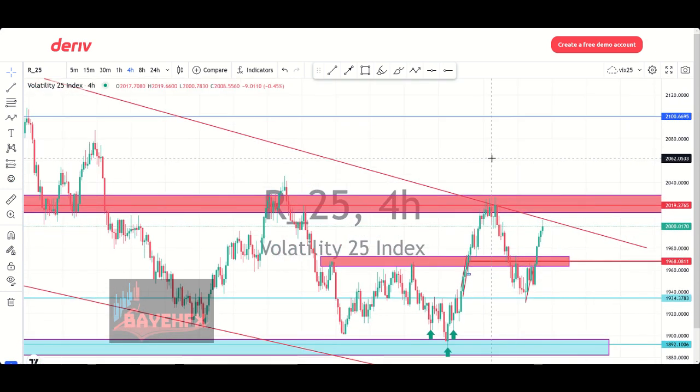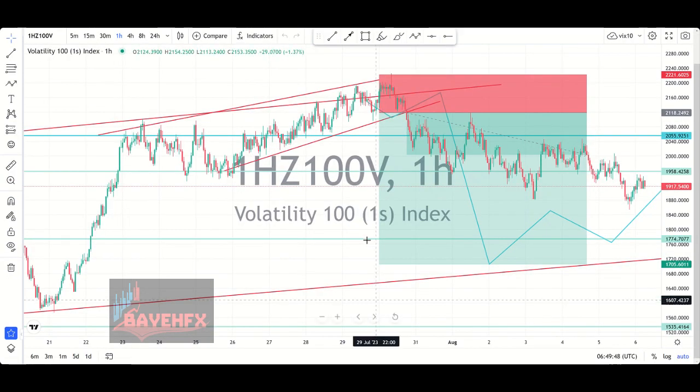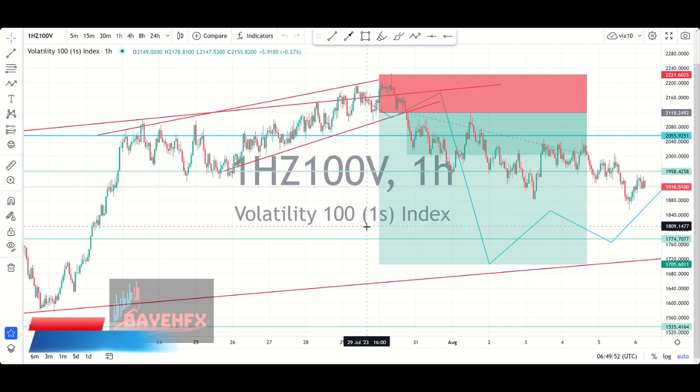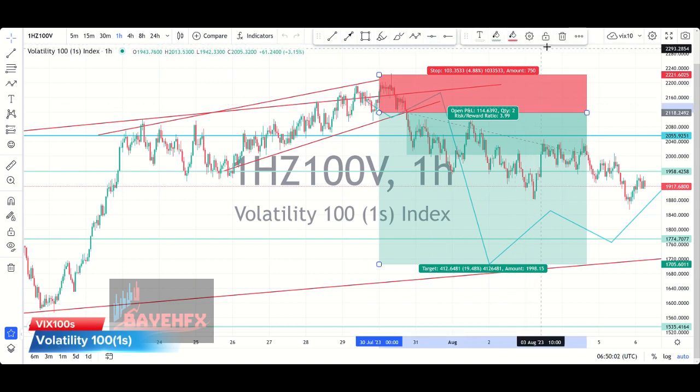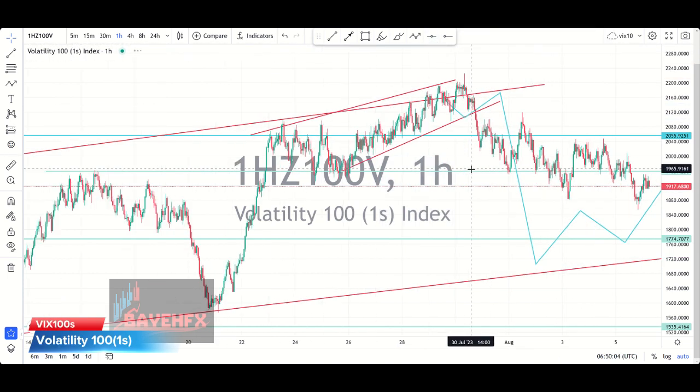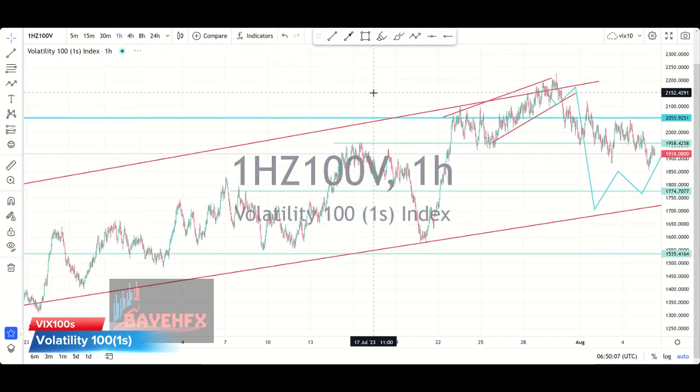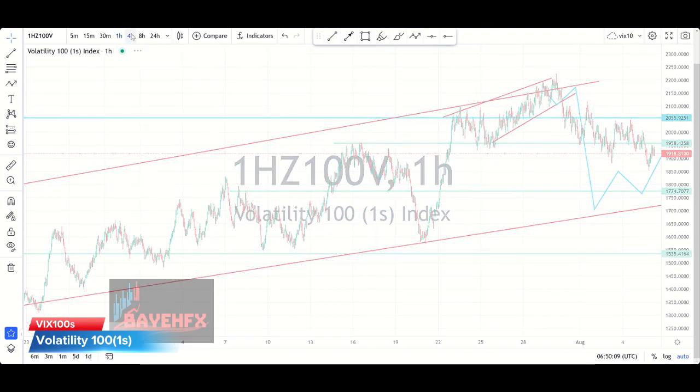So that's it for VIX25, and then we'll go to VIX10. If you check our analysis from the previous week, you will notice that all the analysis has been respected on this particular VIX10. Let me delete this so we could start explaining the whole scenario from the beginning. As you can see on the higher time frame, let's go back to the 4 hours time frame. You could see we are in a bullish correctional trend to the upside.